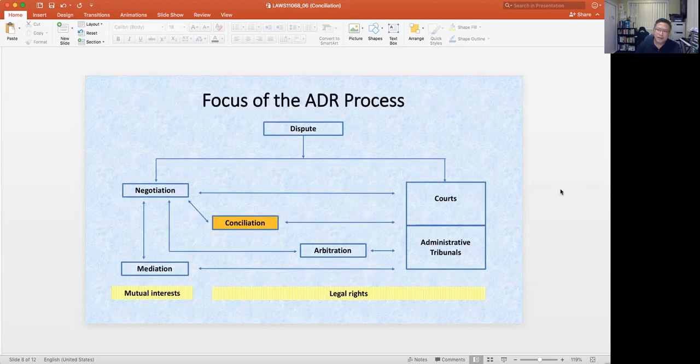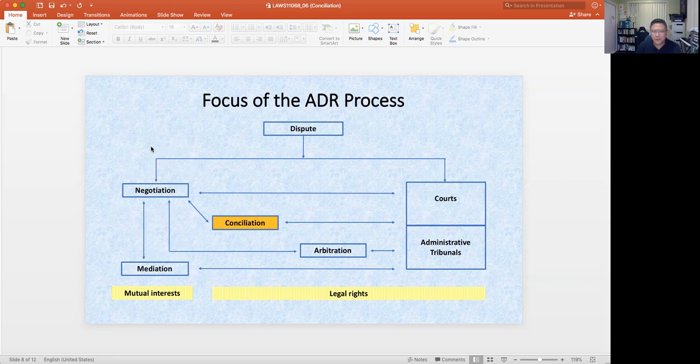Now, the other way by which we can examine conciliation in relation to the other ADR processes is that the focus typically of negotiations and mediations would be the mutual interest of the parties. It is not the legal rights or legal positions or legal interests of the parties. That is the focus of negotiation and mediation. The focus there is, if it were the mediator, let's avoid talking about the law for now. How could we reach a settlement?